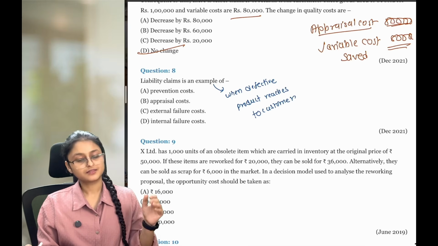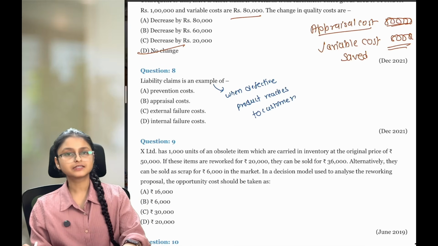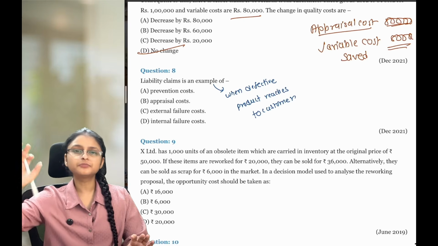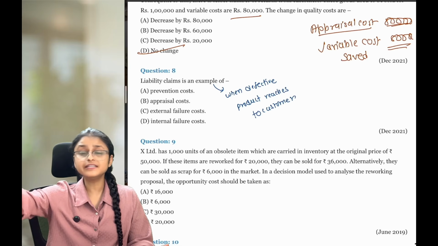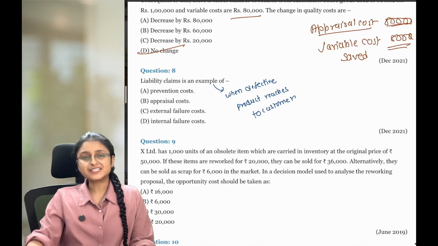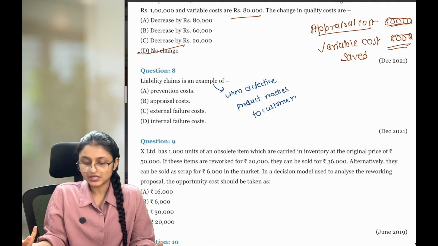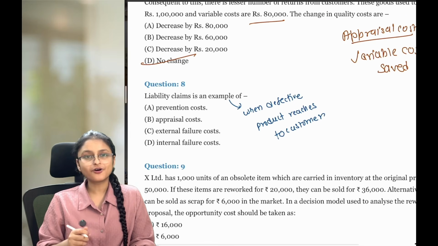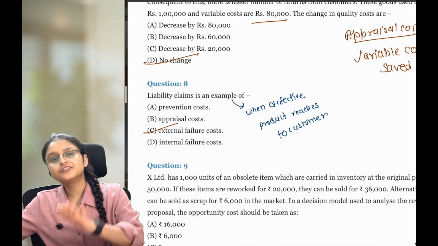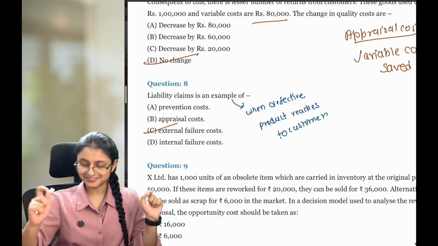Liability claims means the defective product has reached the customer. Now the customer is asking us for claims for the same. It can happen that the product has led to some losses to the customer, and if some losses have happened to the customer, they are going to ask for the liability claims from you. And this is a type of external failure cost only. When the customer has received a defective product, then only he is going to ask for a liability claim. Hence, it is an external failure cost.